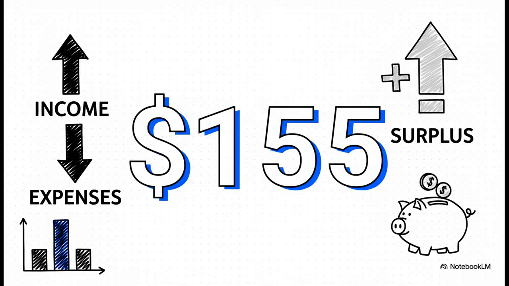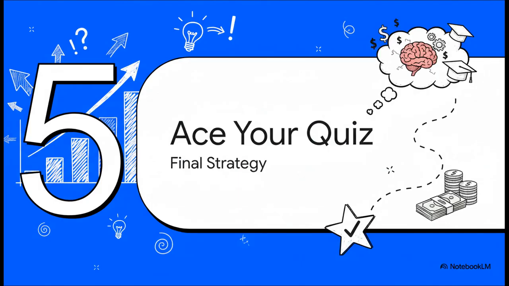In this example, we take the total income and subtract the total expenses. The answer is $155. And because it's a positive number, that means this person has a monthly surplus. It really is that straightforward. Income minus expenses.